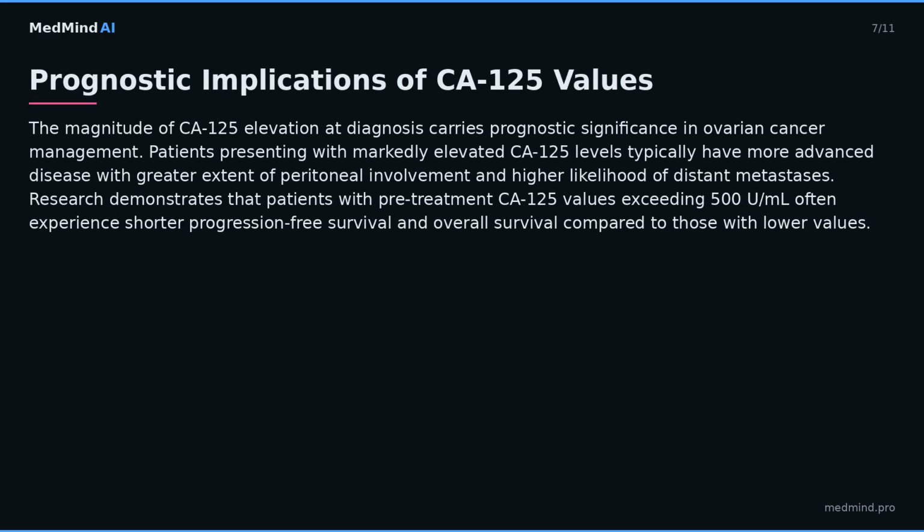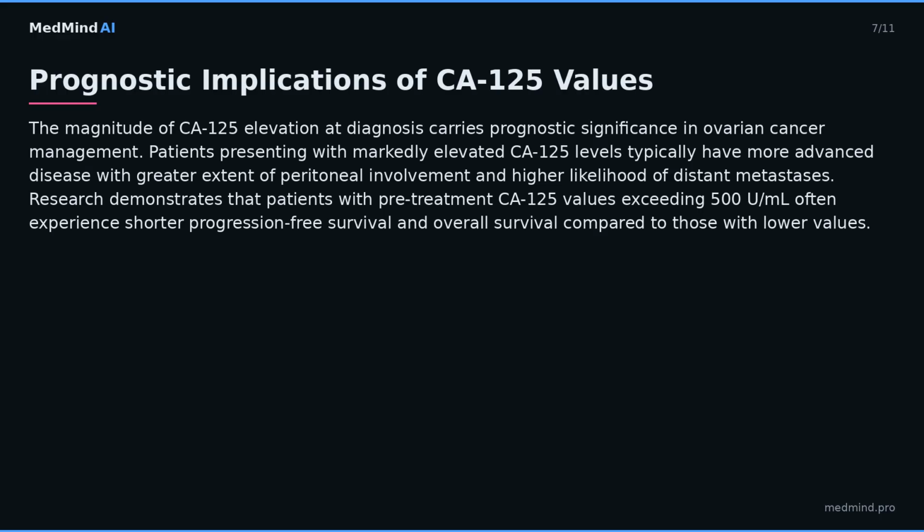Prognostic implications of CA-125 values. The magnitude of CA-125 elevation at diagnosis carries prognostic significance in ovarian cancer management. Patients presenting with markedly elevated CA-125 levels typically have more advanced disease with greater extent of peritoneal involvement and higher likelihood of distant metastases. Research demonstrates that patients with pre-treatment CA-125 values exceeding 500 U/ml often experience shorter progression-free survival and overall survival compared to those with lower values.